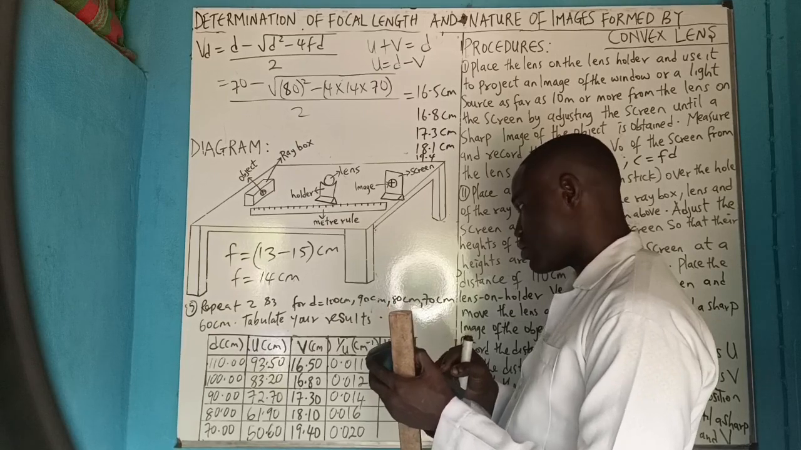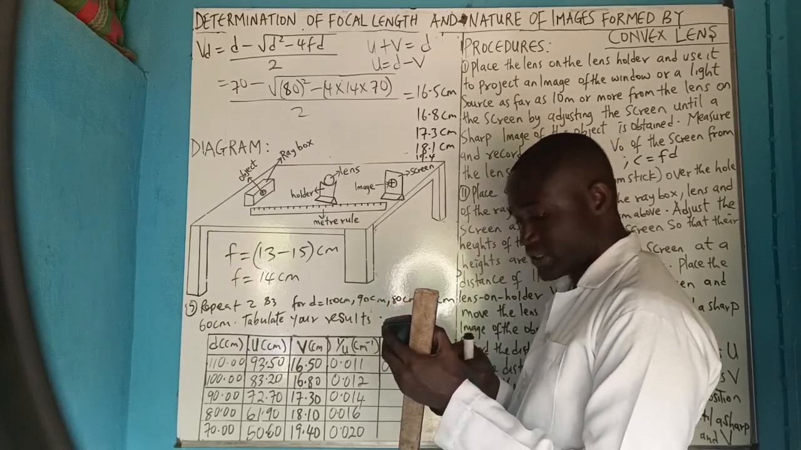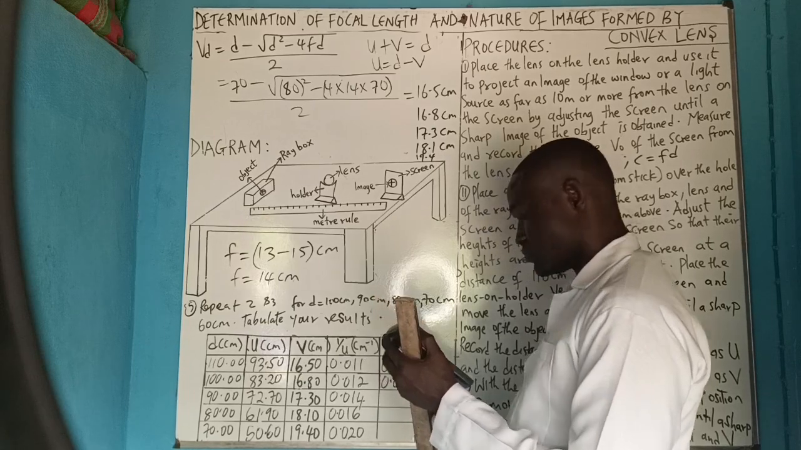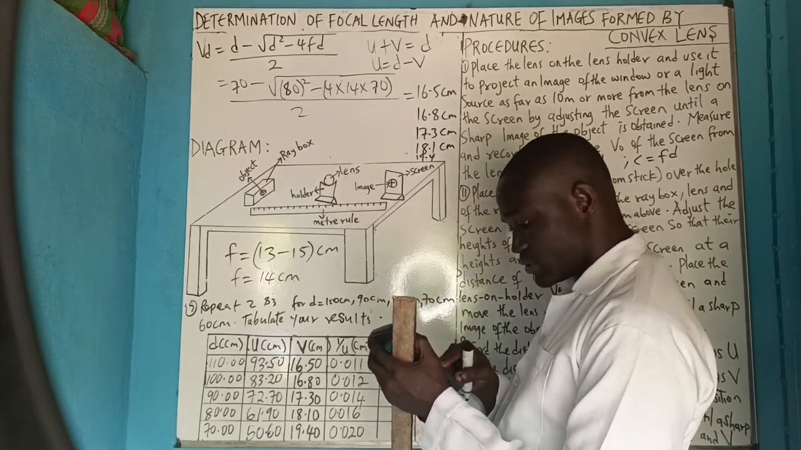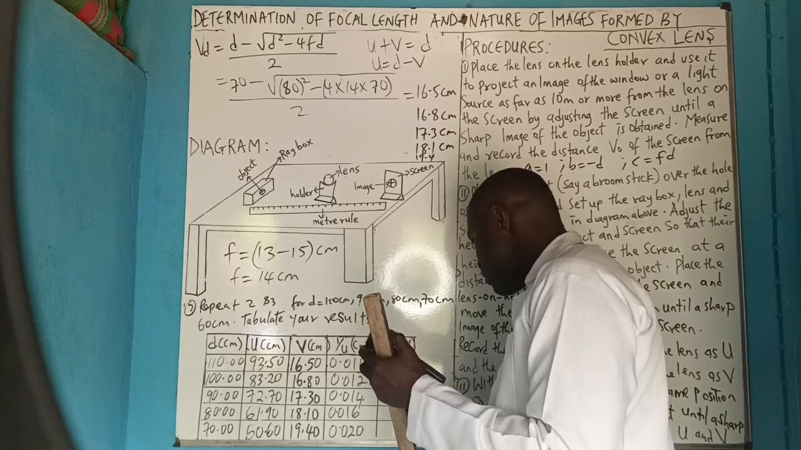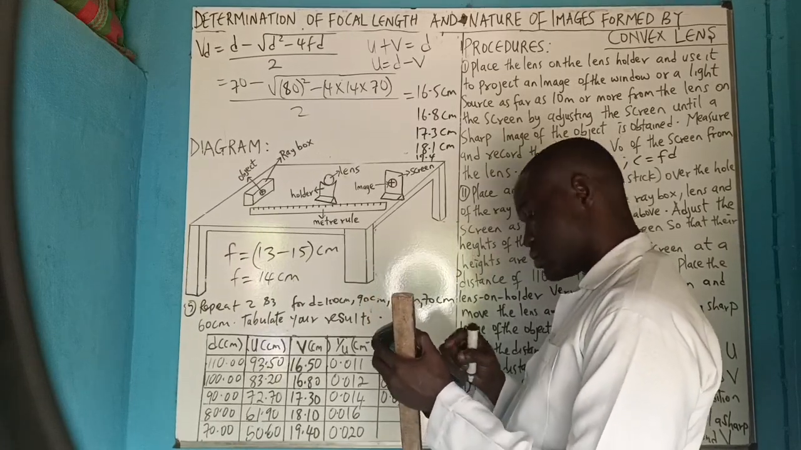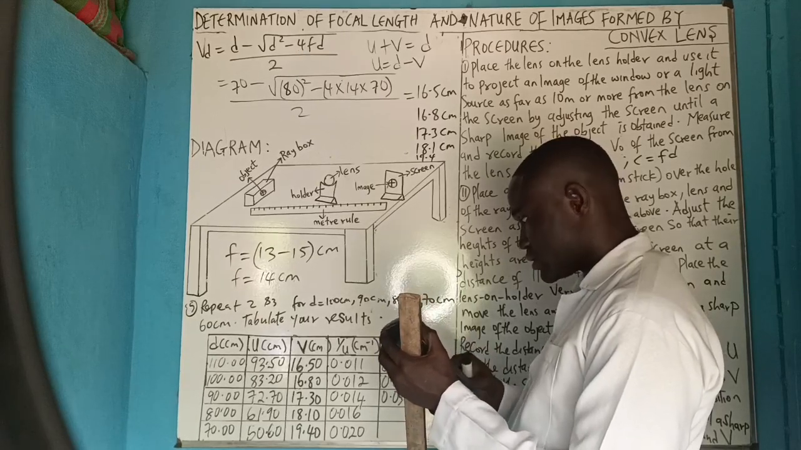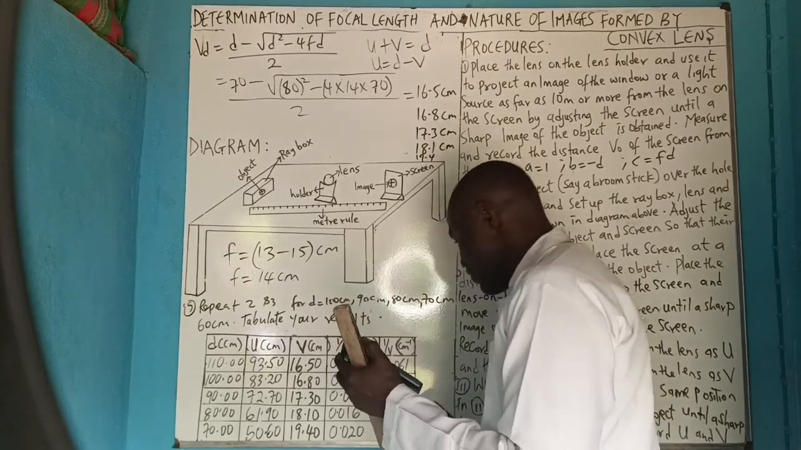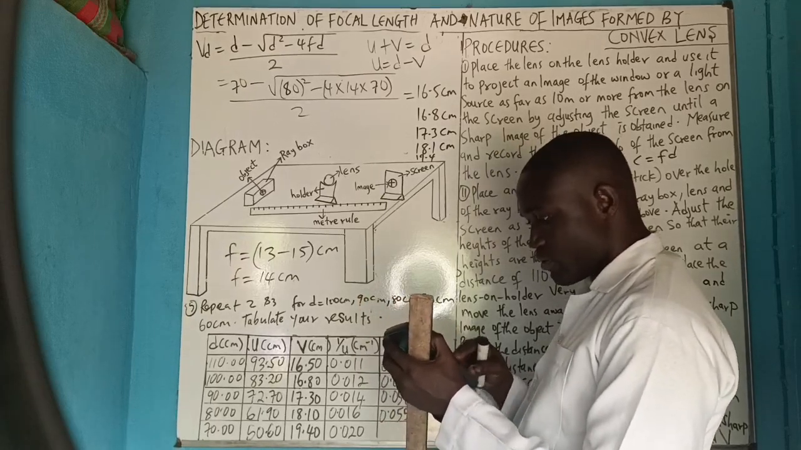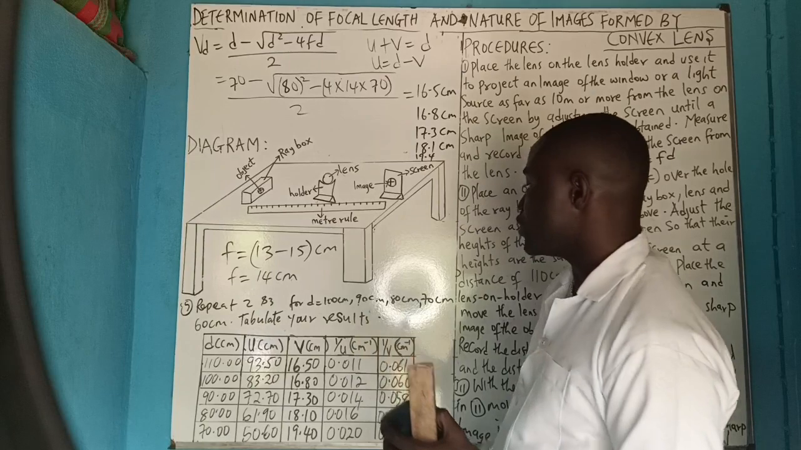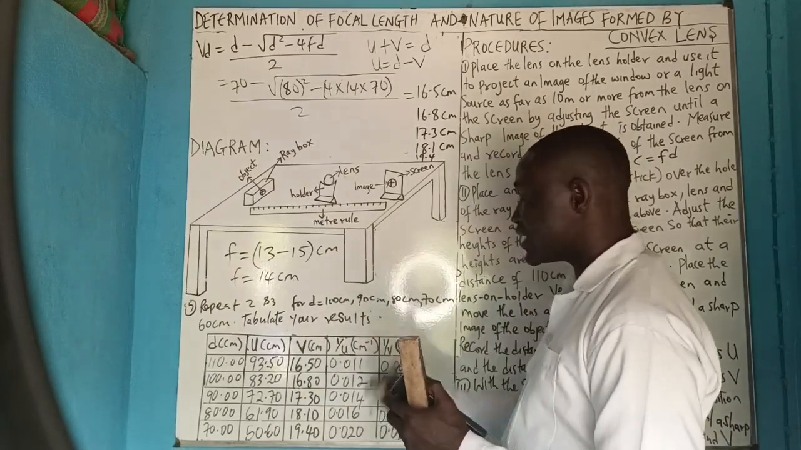Then inverse of v, 16.5 inverse, 0.061. 16.8 inverse, 0.060. 17.3 inverse, 0.058. 18.1 inverse, 0.055. And 19.4 inverse, 0.052. So we have gotten our table of values for the experiment.